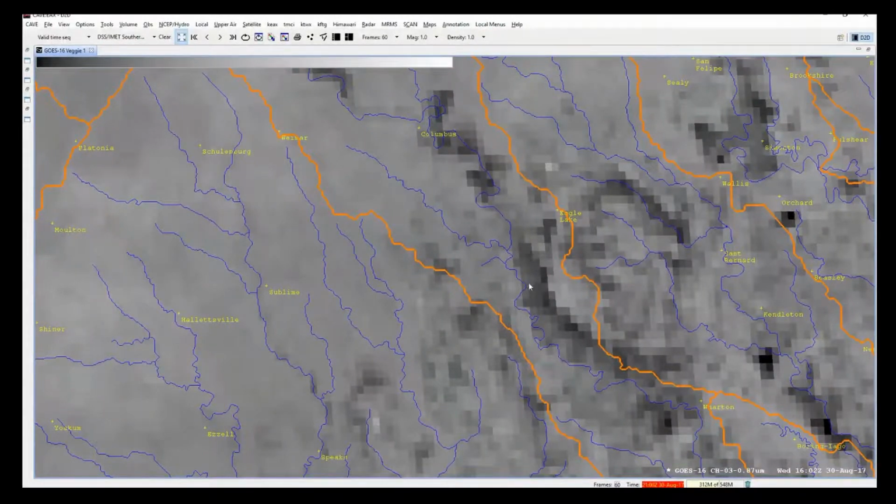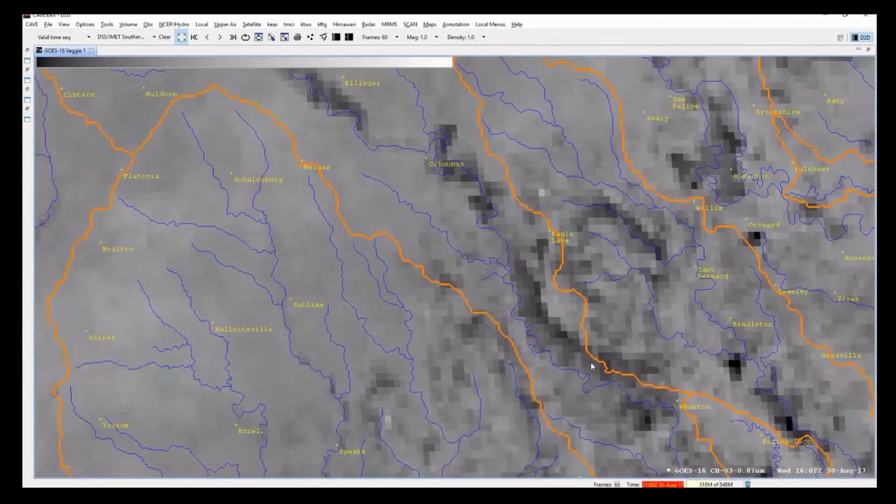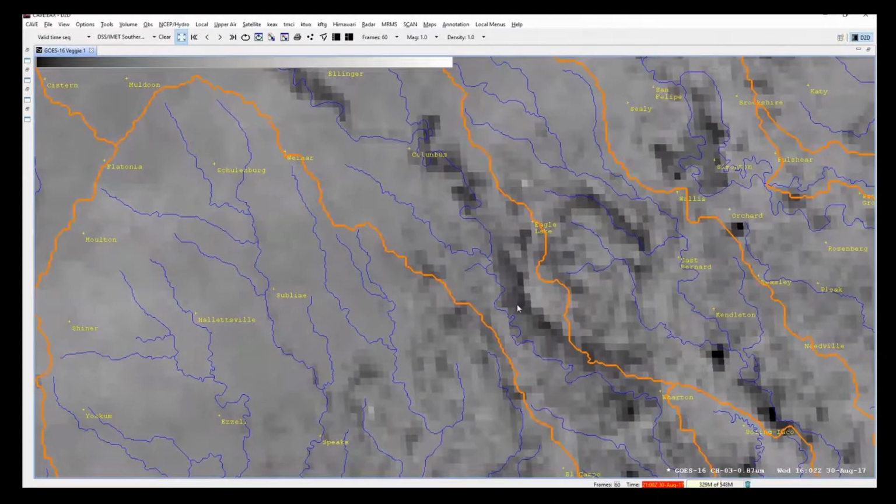So this is what the veggie channel picks up. And this is verified as floodwater on the ground. I've got all kinds of aerial imagery, all kinds of confirming satellite information, and ground reports that show that there was a massive amount of flooding occurring in this area.